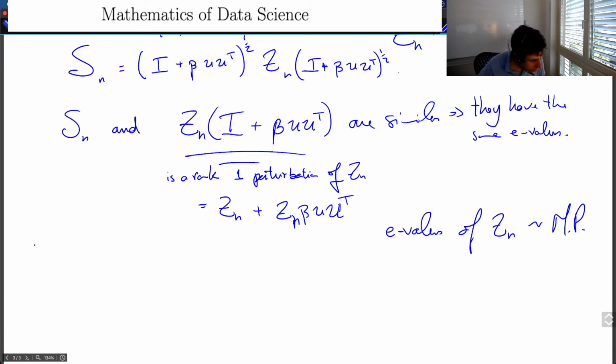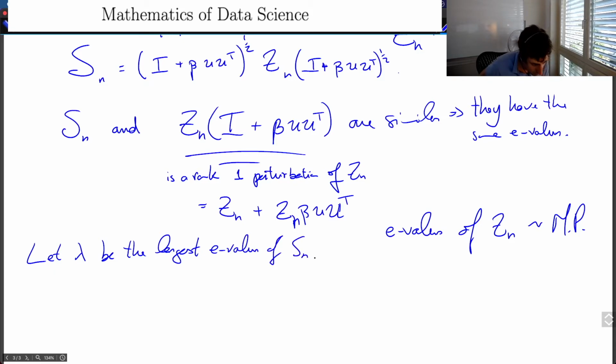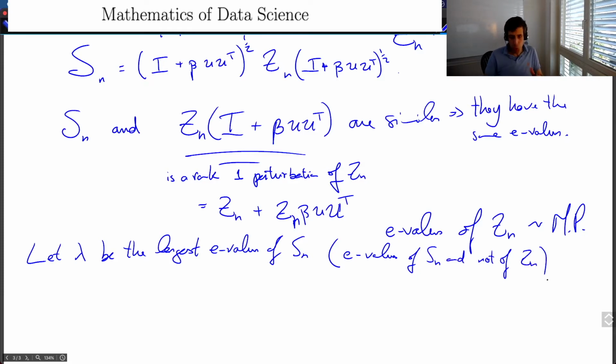Okay, so let lambda be the largest eigenvalue of Sn. What we hope is that it's an eigenvalue of Sn and not of Zn, because we hope it's the eigenvalue that pops out of the support. The picture we have in mind is that these were the eigenvalues of Zn, and we're looking at Sn as now having another eigenvalue, the eigenvalue of Sn that is not in the bulk of the spectrum of Zn. That's the intuition.